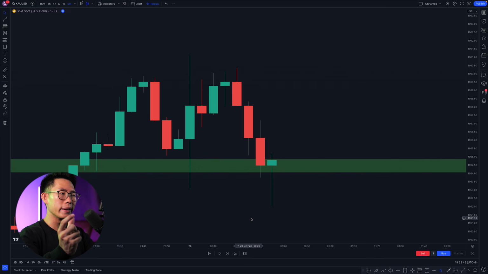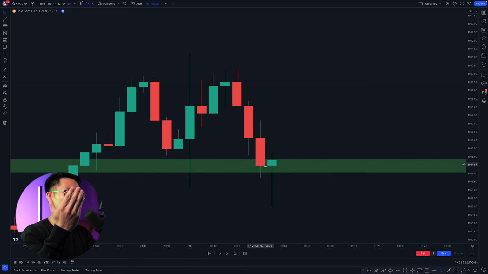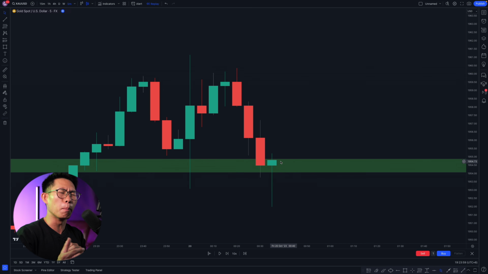So what this candlestick means is that the sellers tried to push the price all the way down here. They tried, right? They tried to break past this demand zone, but that's all they did. They did not manage to succeed because the buyers came into the market and pushed the price all the way up. The bulls are winning.